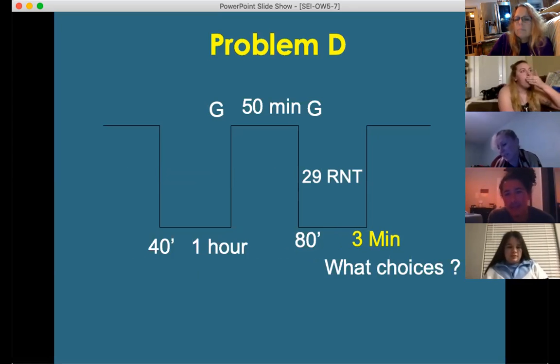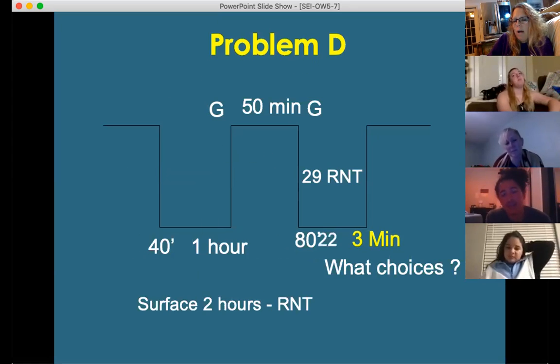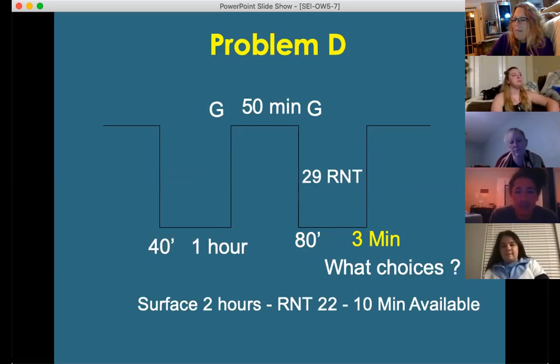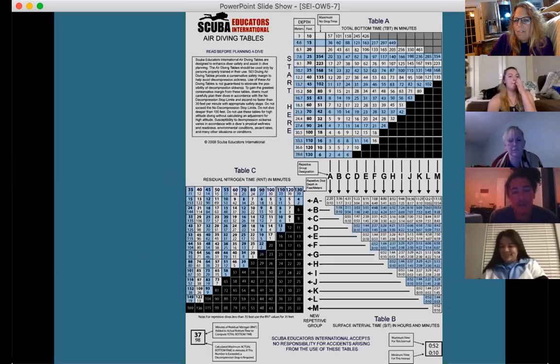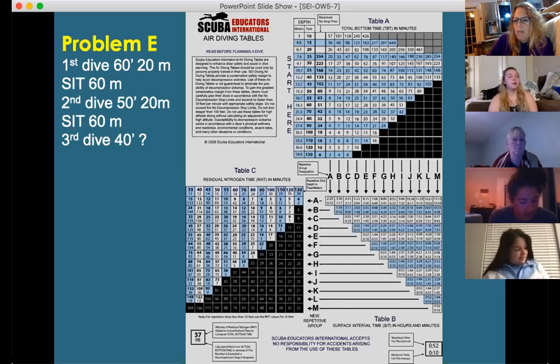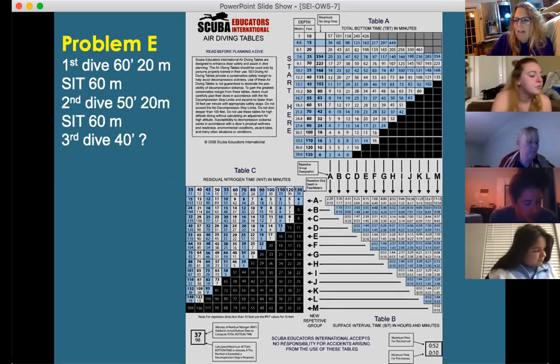Rest for more than 50 minutes? Sure. If we stayed out for 2 hours instead of 50 minutes, we'd have a whole 10 minutes available. That's still not a great choice, right? So we could reduce our depth, ideally, of our second dive. So, all right, we're going to go into our first 3 dive problem.